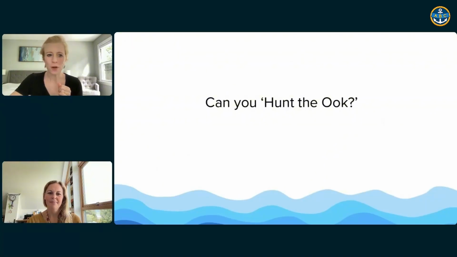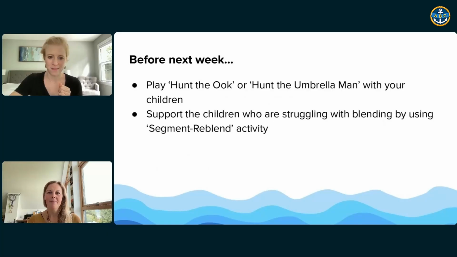Okay, a little homework for you before the next session. We would love you to play Hunt the Ook or Hunt the Umbrella Man with your children. And we would like you to get them all doing this segment and blend process. Great for any children who are struggling with blending. In reception, great for everyone. Okay, that is the end of the content for today.